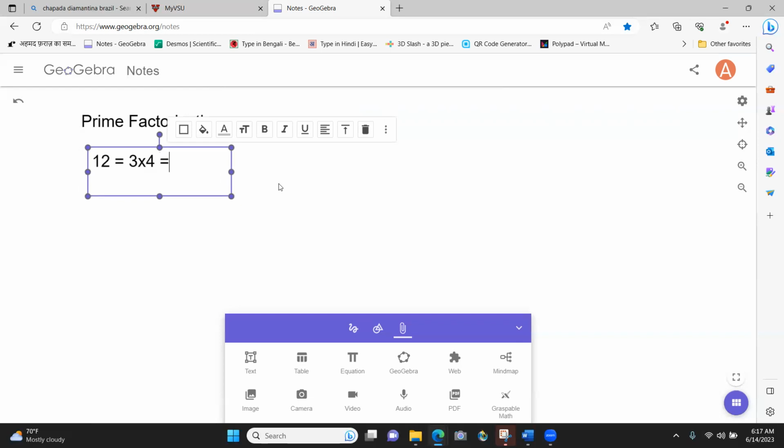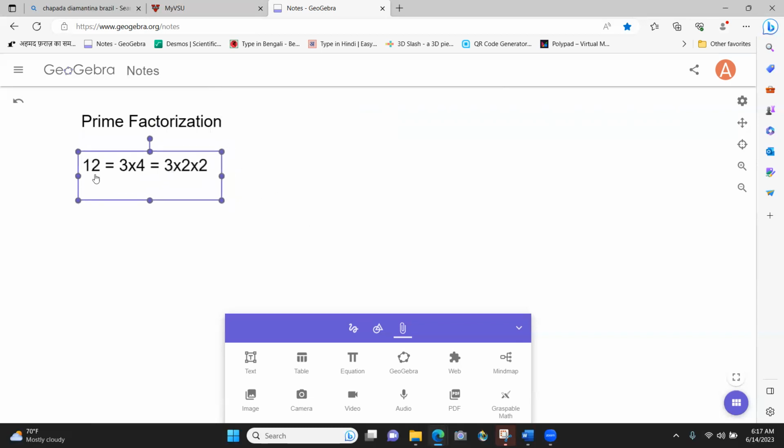So 4 is not a prime. Okay, no problem. But I can express 4 further in terms of prime factors, which is 2 squared. Now that I have everything in terms of prime numbers, this is called prime factorization of 12. If you don't care about the order, whether you're writing 2 times 2 times 3 or 2 times 3 times 2, it's the same. So there is only one way of doing it.